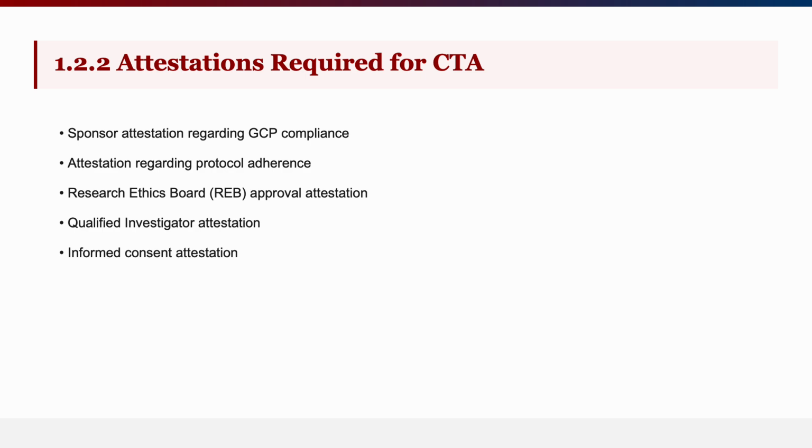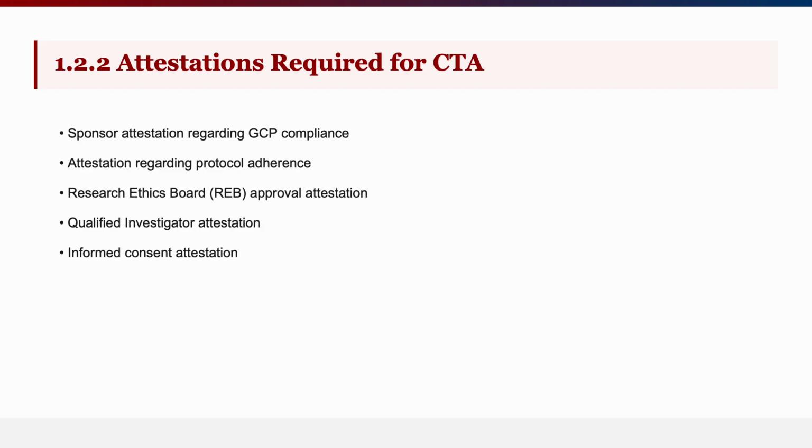The sponsor must attest that the clinical trial will be conducted in accordance with GCP guidelines, which are based on ICH E6. This attestation commits the sponsor to ethical and scientific standards. The attestation regarding protocol adherence confirms that the trial will be conducted according to the submitted protocol. Any significant deviations would require notification to Health Canada.